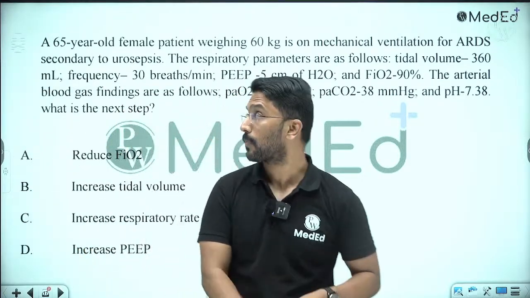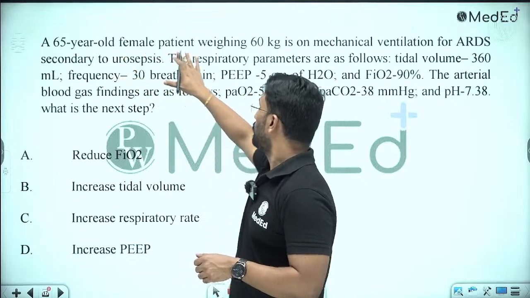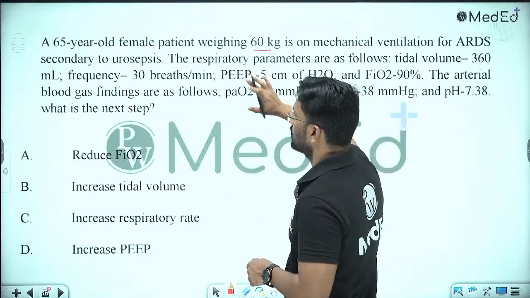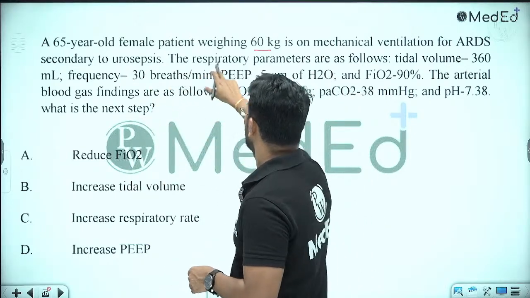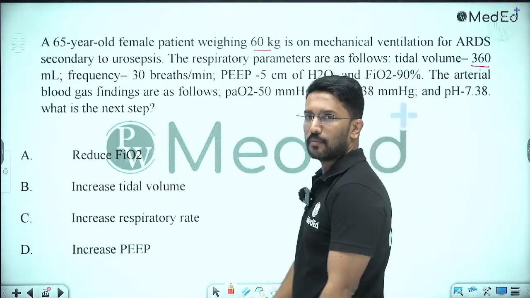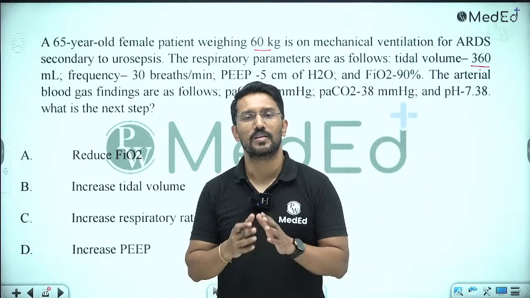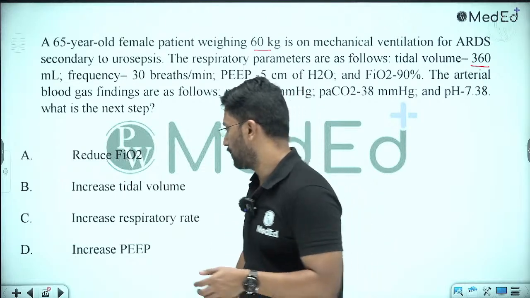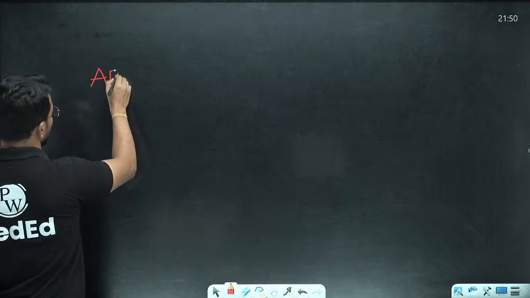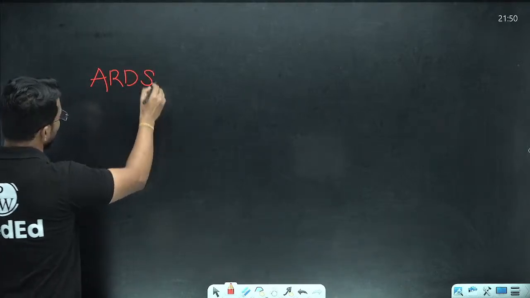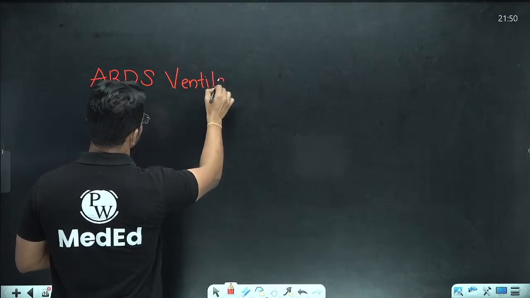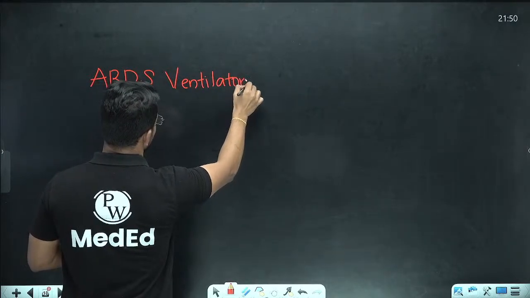Here is the question. A 65-year-old female patient weighing 60 kg is on mechanical ventilation for ARDS secondary to urosepsis. The respiratory parameters are as follows. The tidal volume is 360. Let me address this point here, right? In ARDS, what is the recommended setting for ventilation? In case of ARDS, right, ventilatory strategies are an important MCQ topic for the INICET. Recommended ARDS ventilatory strategies.